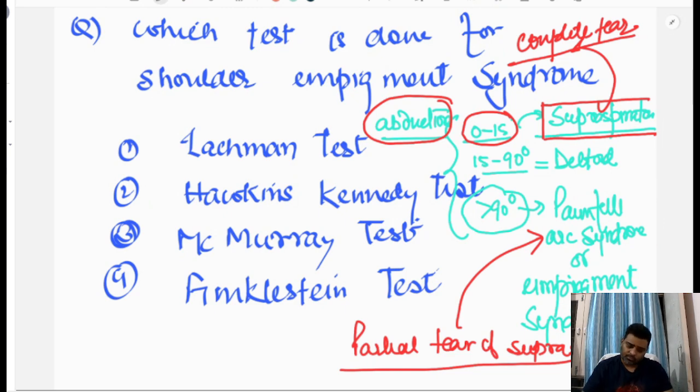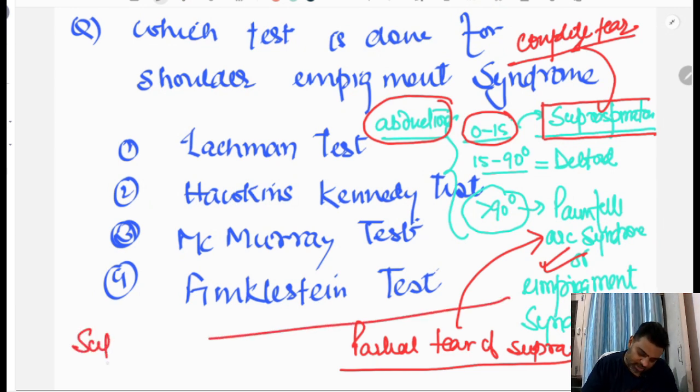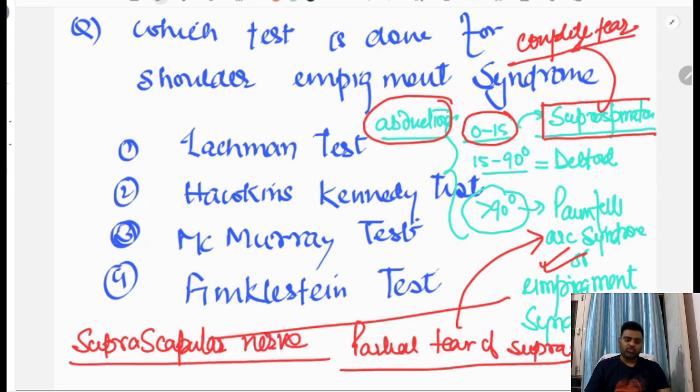Okay. Which is the nerve which supplies the supraspinatus muscle? Supraspinatus is supplied by the suprascapular nerve. Now, in cases of shoulder impingement syndrome, they are asking which test you have to do. So we'll see each.